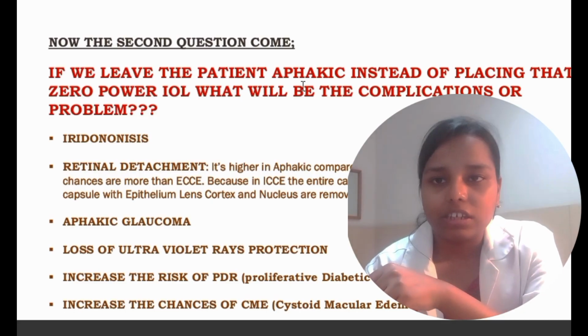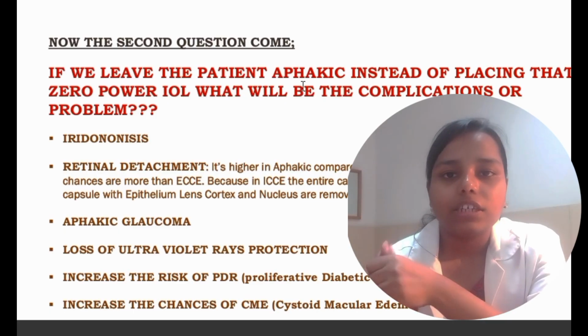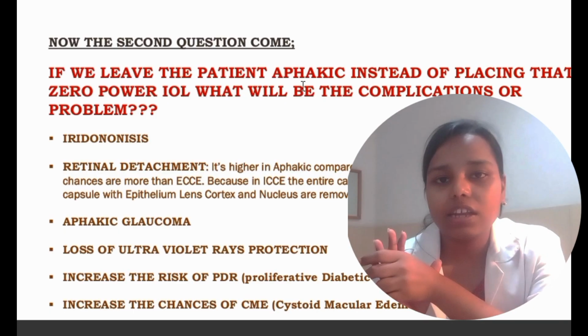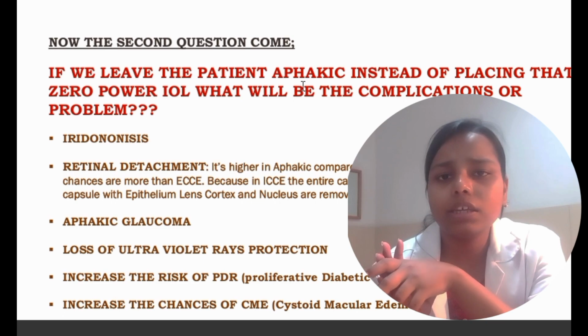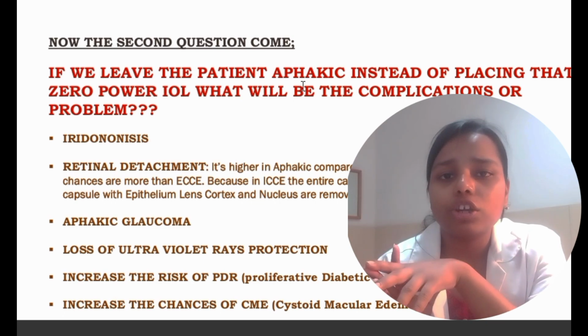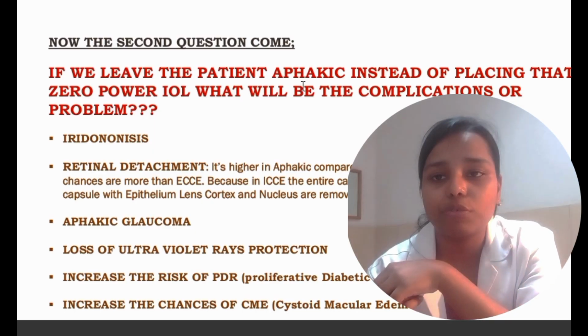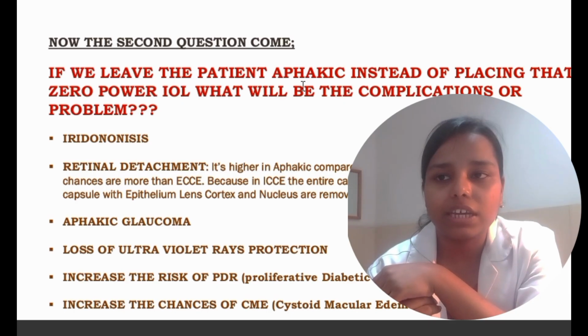Next come retinal detachment, aphakic glaucoma, and loss of ultraviolet ray protection. I know that you all know that the crystalline lens also absorbs some amount of the UV rays, right? So if no structure is there to absorb some of the UV rays, they will come directly onto the retina. So it can increase the chances of PDR and of cystoid macular edema, right? And why will there be chances of retinal detachment?